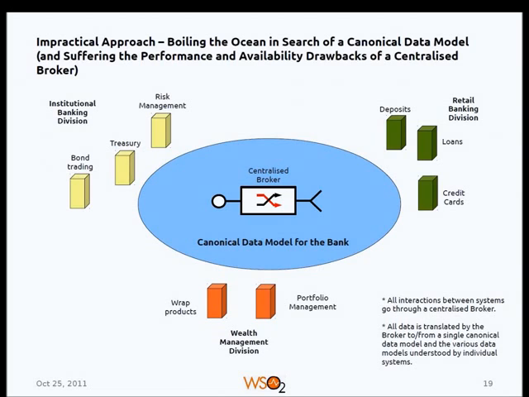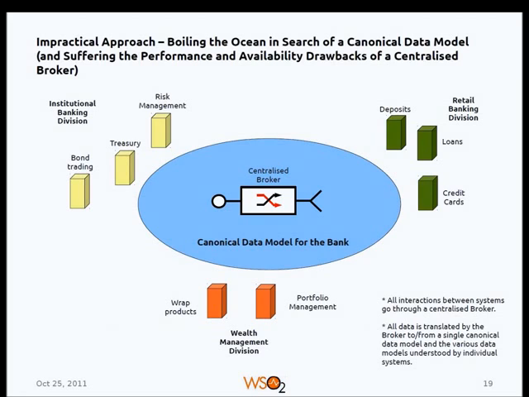You will often hear this term, canonical data model. And the canonical data model says one vocabulary for everybody. So no matter who you are in this bank, no matter what system it is, it must all speak the same vocabulary so that any system can understand any other system. And this often goes hand in hand with the notion of the centralized broker. You have one broker for the enterprise. And this broker will do all translations.